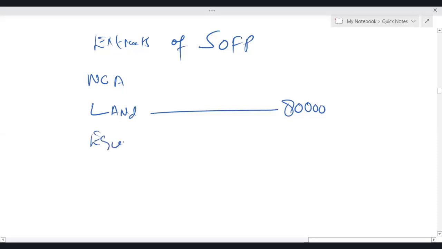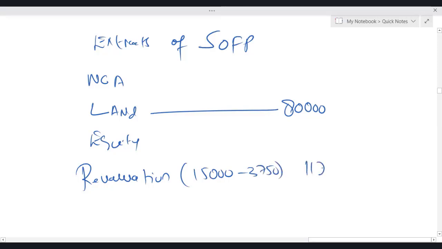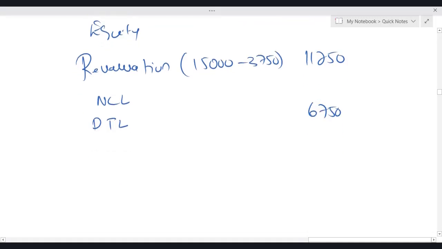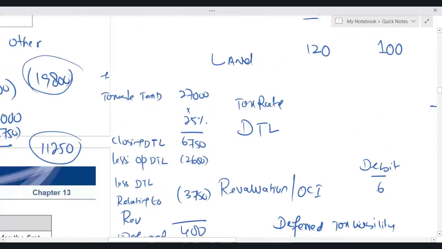Equity. In equity, revaluation surplus will not be 15. Can I say 15,000 minus 3,750? The revaluation is 11,250. Non-current liabilities: deferred tax liability closing 6,750. Current liability is the income tax payable, which they have already given us. Current liability, income tax payable is 19,400. So these are the extracts of SOFP and PNL.